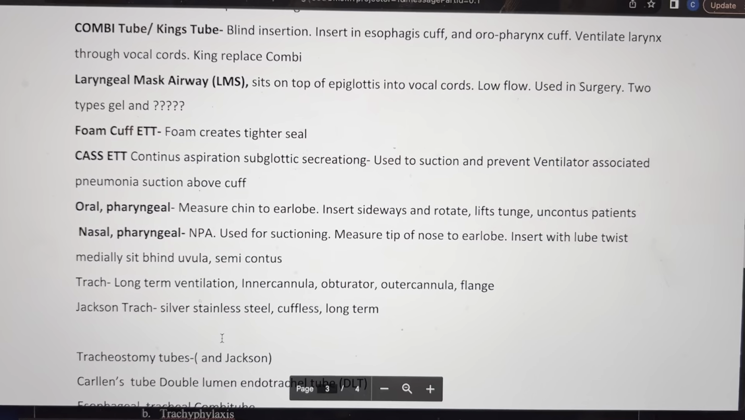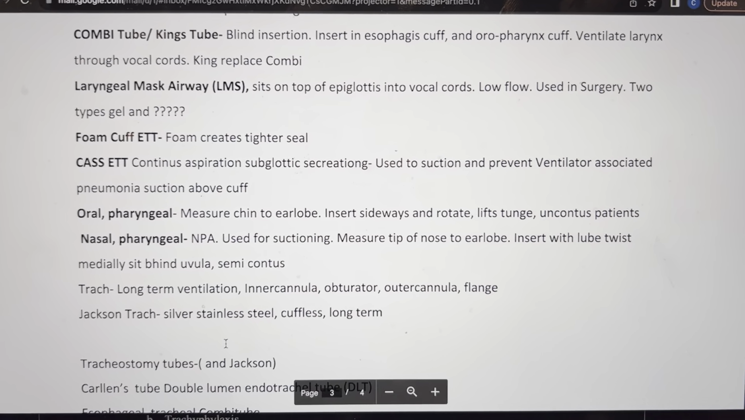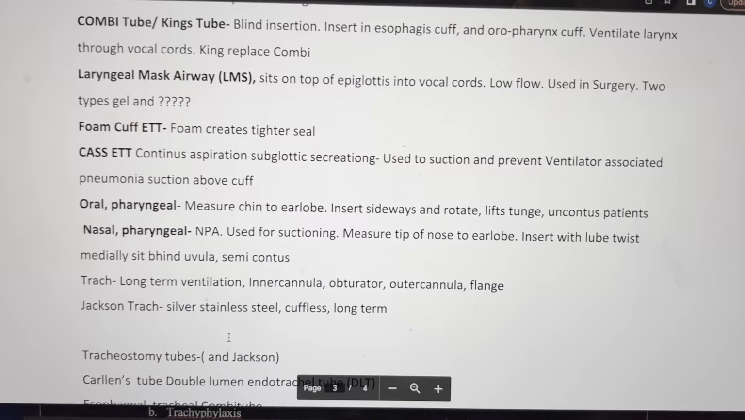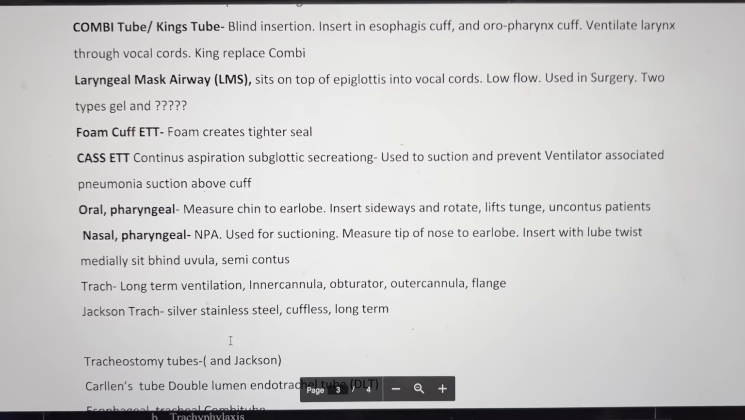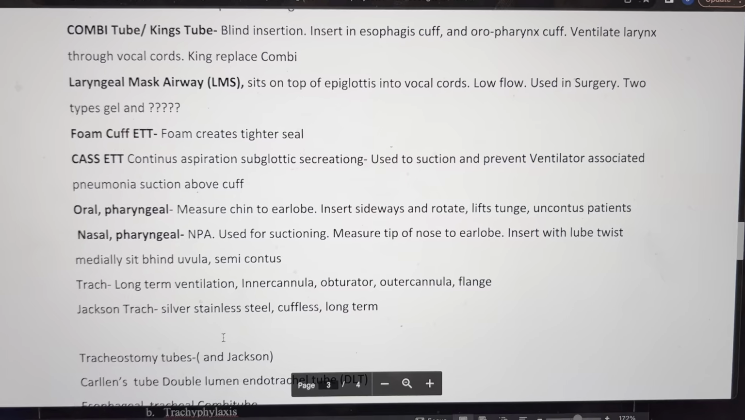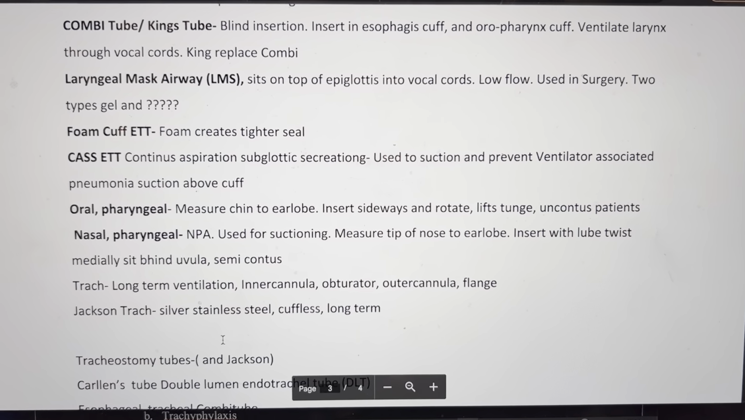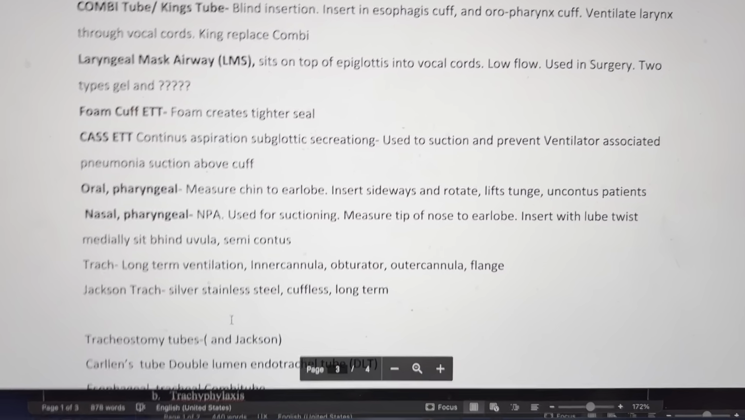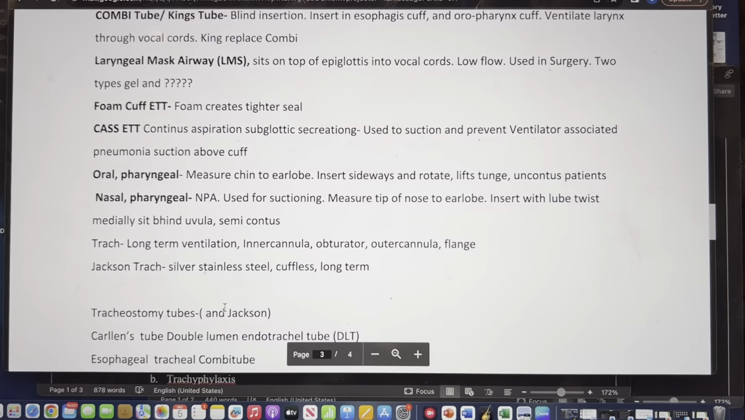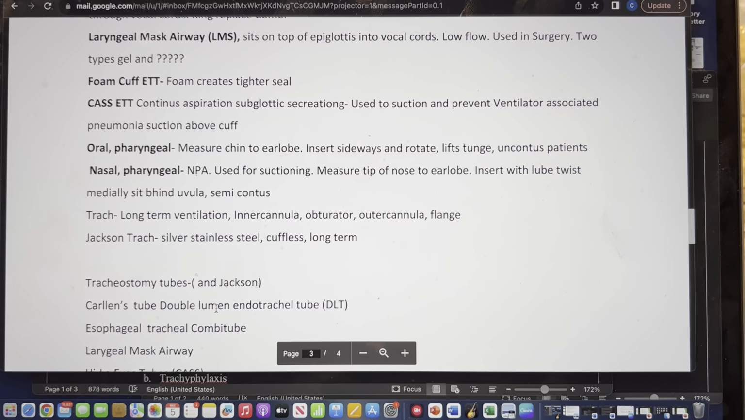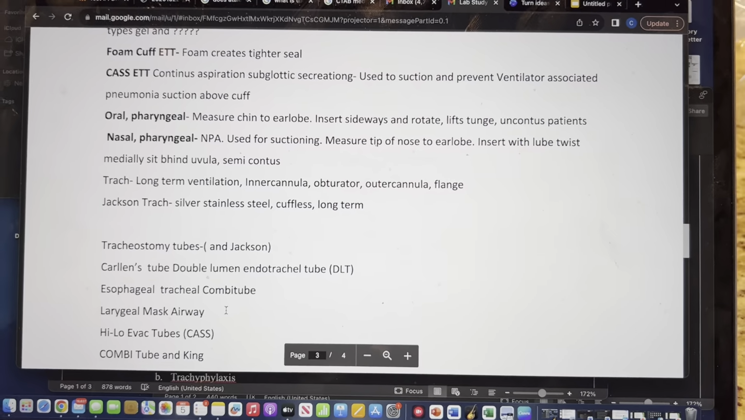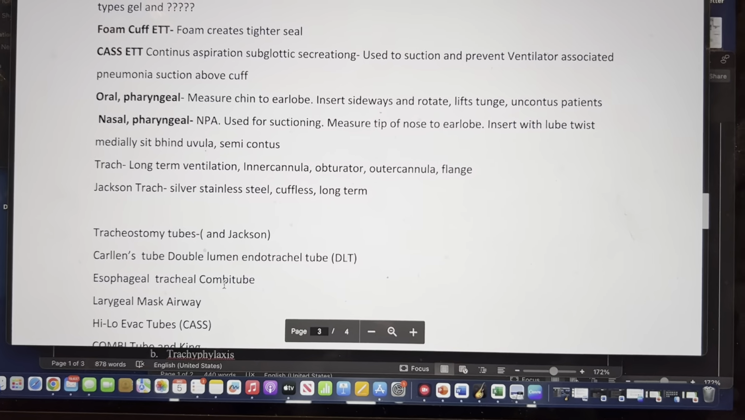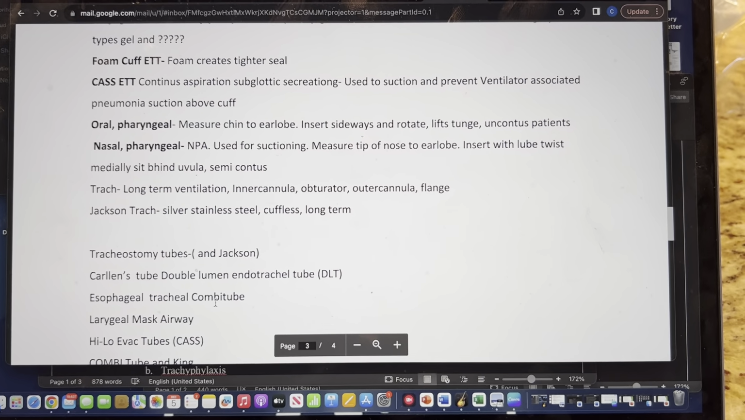Polyvinyl chloride. Endotracheal tubes are made of polyvinyl chloride, as well as the laryngeal mask airway and nasopharyngeal airway. Laryngeal mask airways are used in surgery. It sits on top of the epiglottis and ventilates the vocal cords. There are gel and polyvinyl chloride laryngeal mask airways, and they are sized based off of weight. Foam cuff endotracheal tube: foam creates a tight seal.